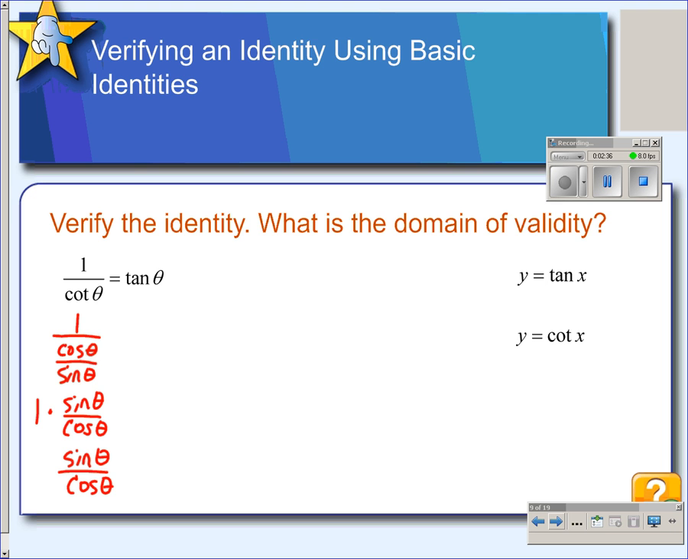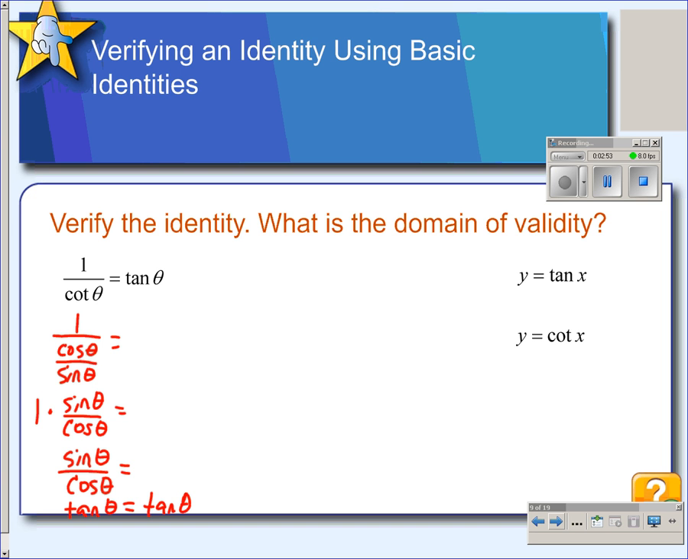So we know that the tangent identity says that the tangent is equal to sine theta over cosine theta. So we have just verified that the two sides of this equation are equal.